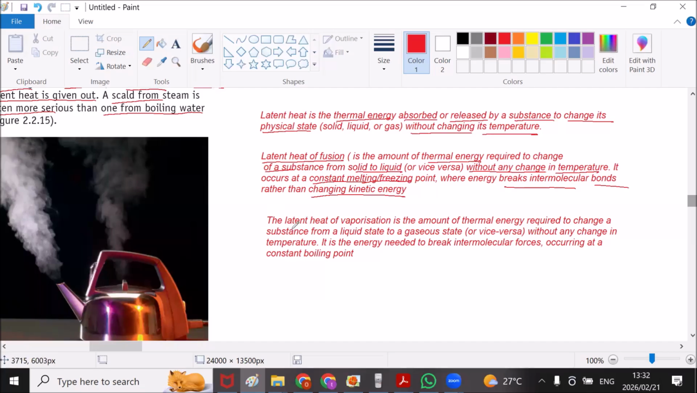And the latent heat of vaporization is the amount of thermal energy required to change a substance from a liquid state to a gaseous state or from a gaseous state to a liquid state without any change in temperature. The energy supplied is needed to break down intermolecular forces rather than increase temperature, and this occurs at a constant boiling or condensation point.